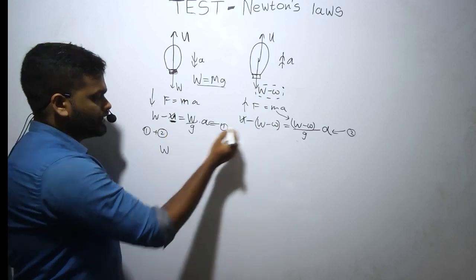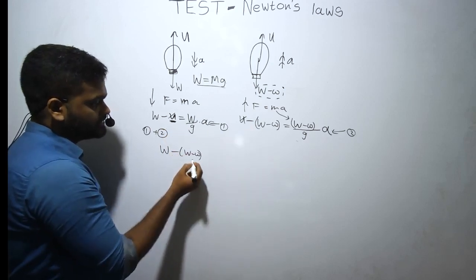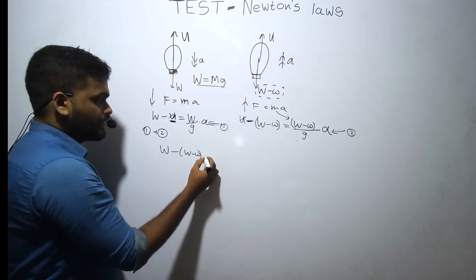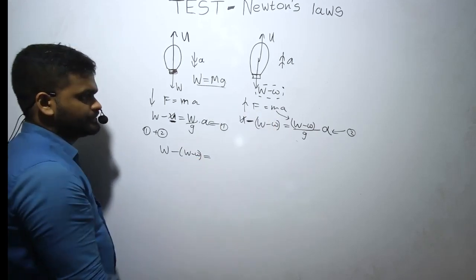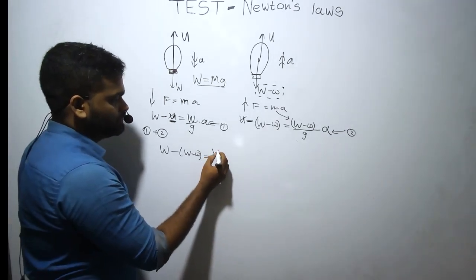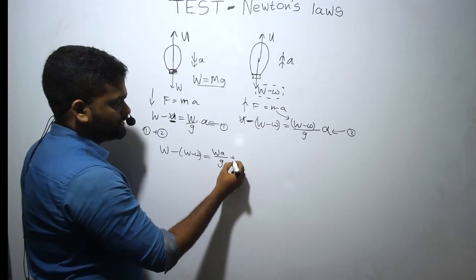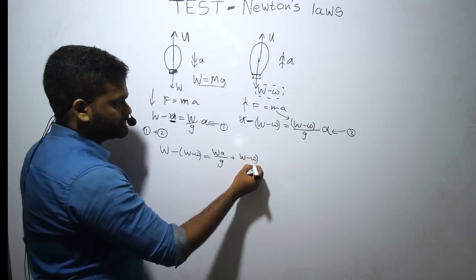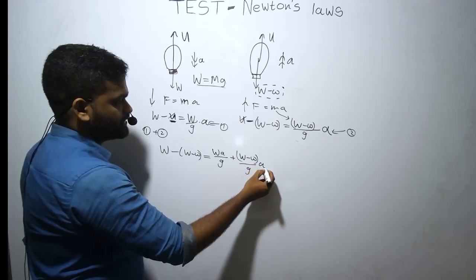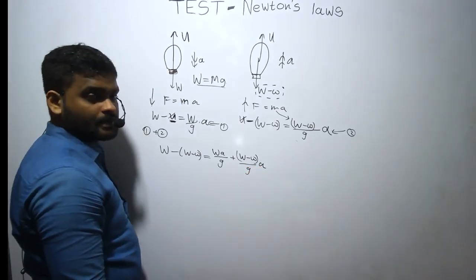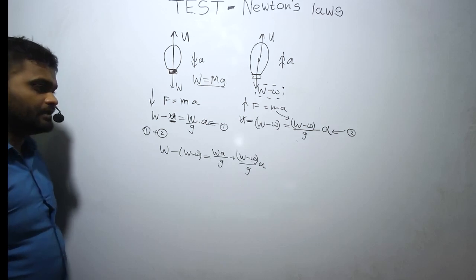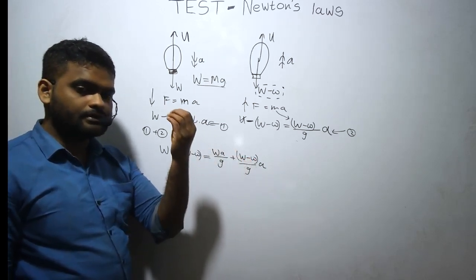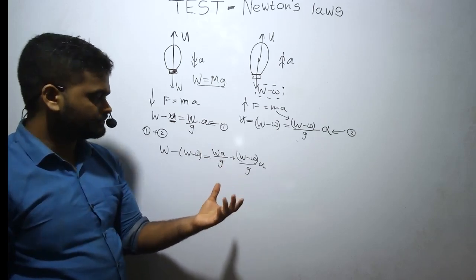W, then you have minus W minus simple W. Right? There's a minus here. Minus equals WA divided by G plus W minus divided by G times A. Okay? Now you just have the equation required to get simple W. You need to single out that, subject that, right?